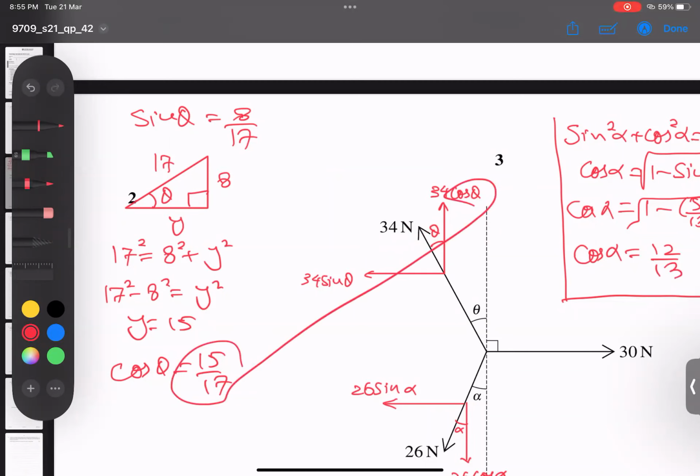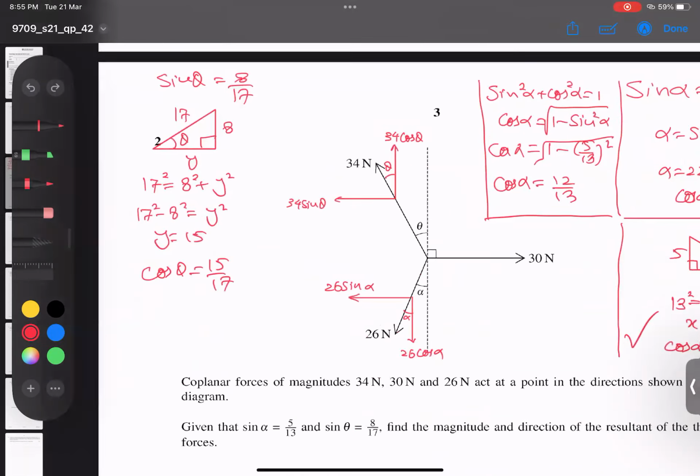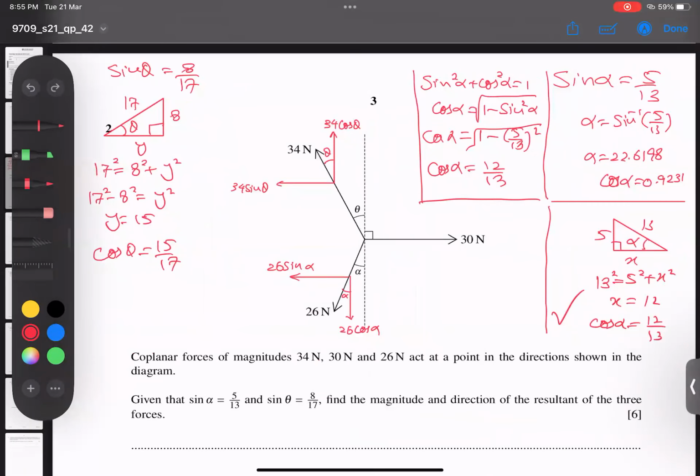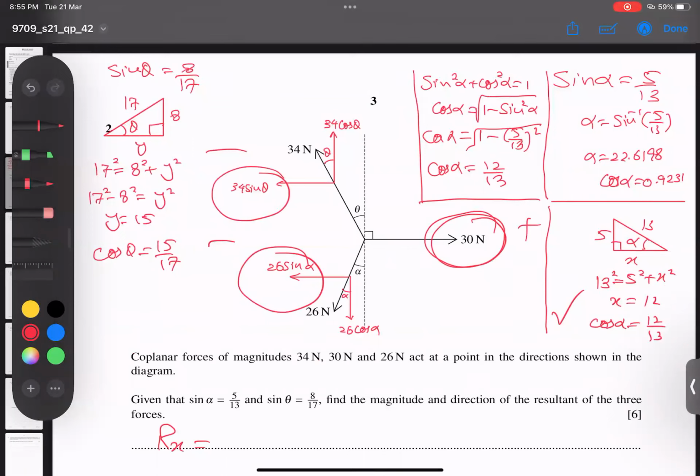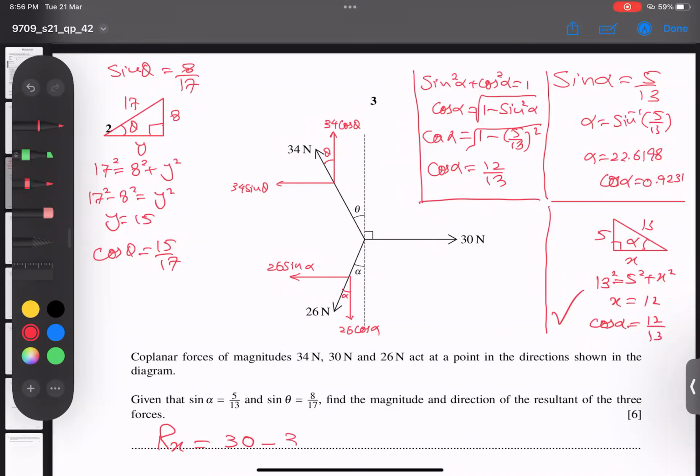So I believe all the points are very clear. Now I'm finding what question he is asking for. Let's go for Rx. I believe all understand. Right side force will be dealt with as a positive force, and left side force will be dealt with as a negative. So let's start. First of all I'm writing these forces, and let's see how we can deal with it: 30 positive, negative 34 sine theta, minus 26 sine alpha.